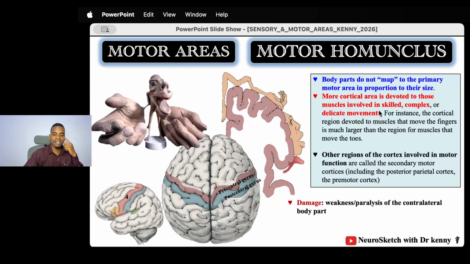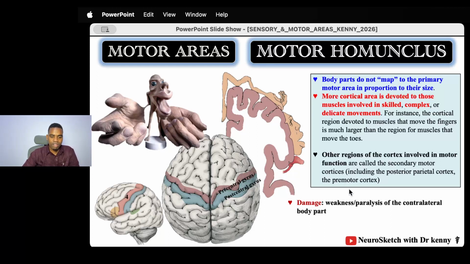that are involved in skilled, complex, or delicate movement. And this is why you see the hands are highly represented, because you can have different movements made here. Remember, when you are writing, yeah, you can shape, you can twist your hands into different directions to write a thousand different words, yeah, a thousand different words.